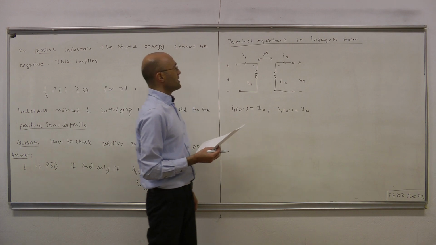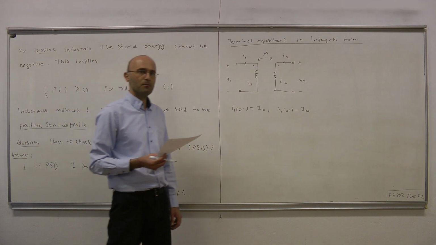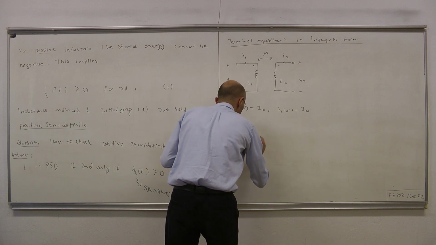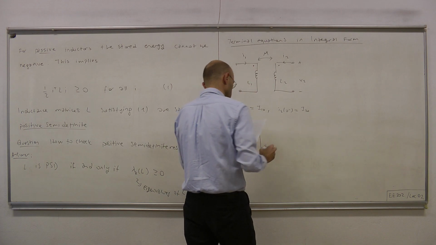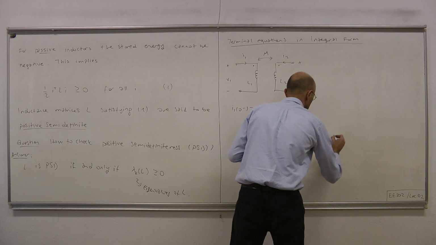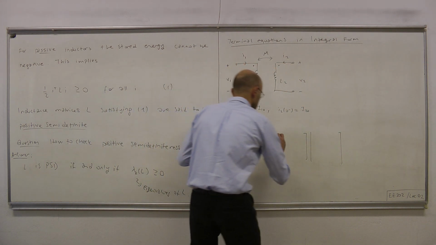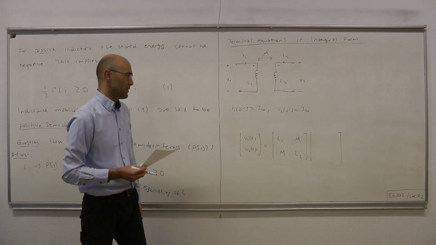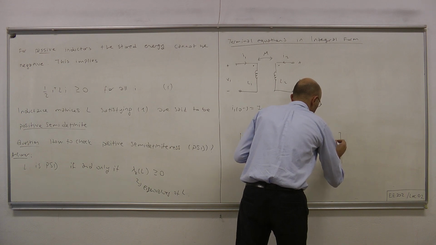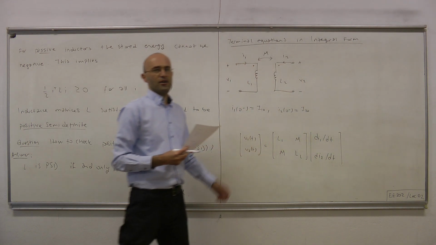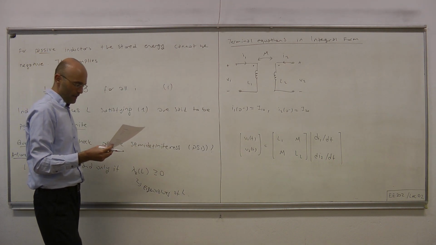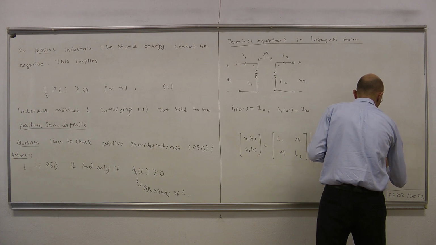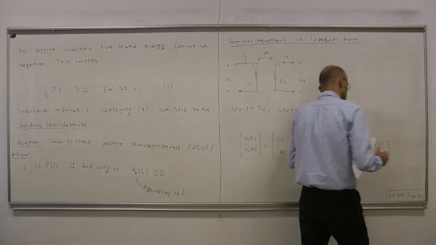So, to obtain the terminal equations in integral form, let's write down the form of the terminal equation that we have already considered, namely V1 of t, V2 of t equals inductance matrix times rate of change of the currents. Inductance matrix was L1, M, M, L2, self-inductances and mutual inductance. And here we have di1/dt and di2/dt, rate of change of the currents. Okay. Now, what we want, from this equation, is an expression for the currents, I1 of t, I2 of t.